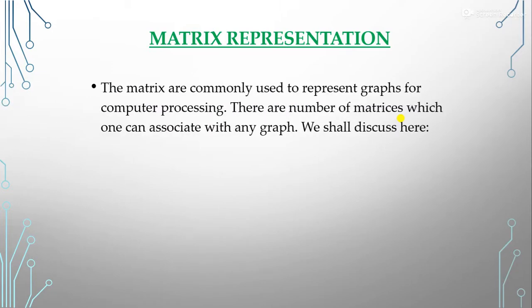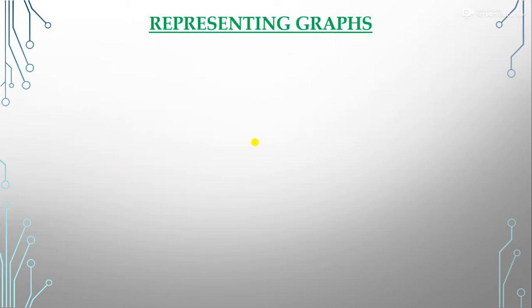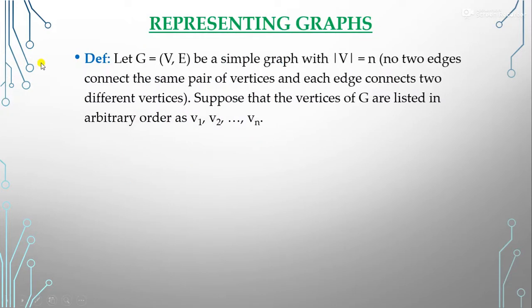Actually, matrices are commonly used to represent graphs for computer processing, and there are a number of matrices which can be associated with any graph. So we shall discuss here two types of matrices: the adjacency matrix of the graph and the incidence matrix. So first of all we discuss the adjacency matrix. So we have a definition that G is equal to (V, E).